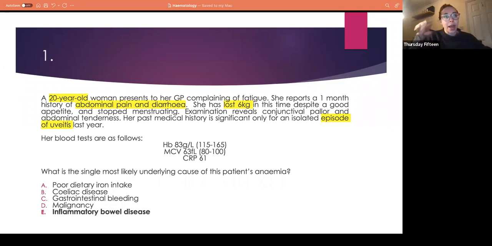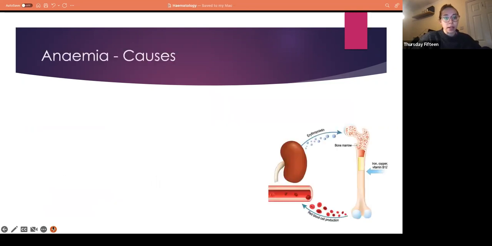So if we go through them all, A, she reports she's got a good appetite. She doesn't, and this wouldn't account for her diarrhea and weight loss and the elevated CRP. B, uveitis would be more suggestive of IBD, celiac more likely to present in childhood or in the over 40s. GI bleeding wouldn't usually cause weight loss, would generally present more acutely. A GI malignancy would be really uncommon in someone of this age group. IBD is quite common in people in their early 20s. Abdo pain, diarrhea, associated uveitis and that elevated CRP all would point you towards E as being the correct answer.